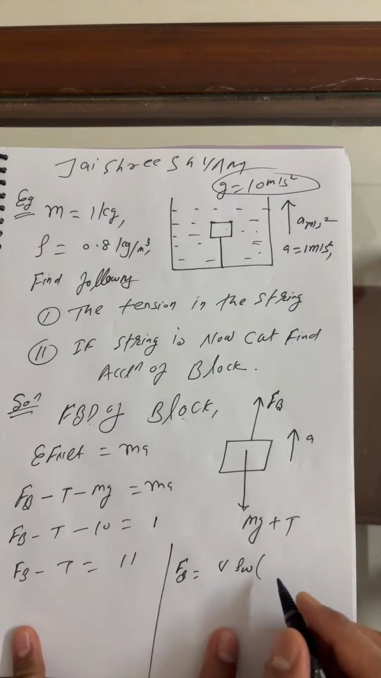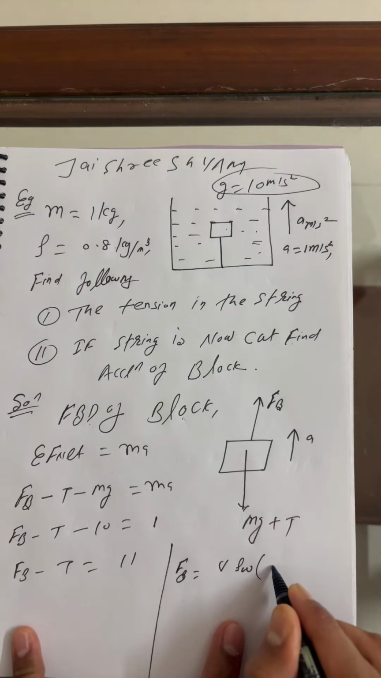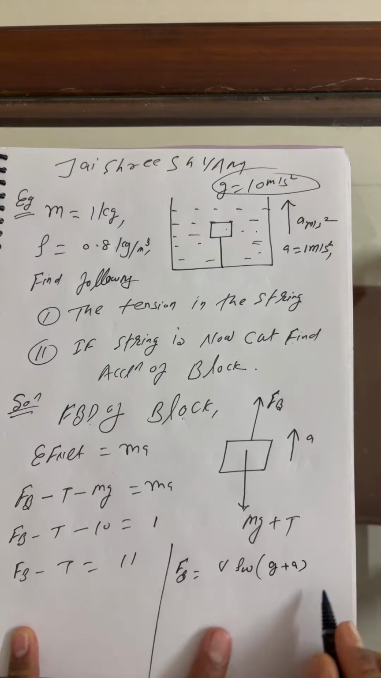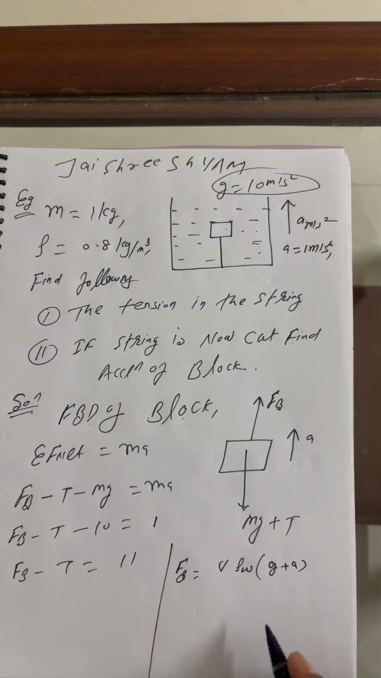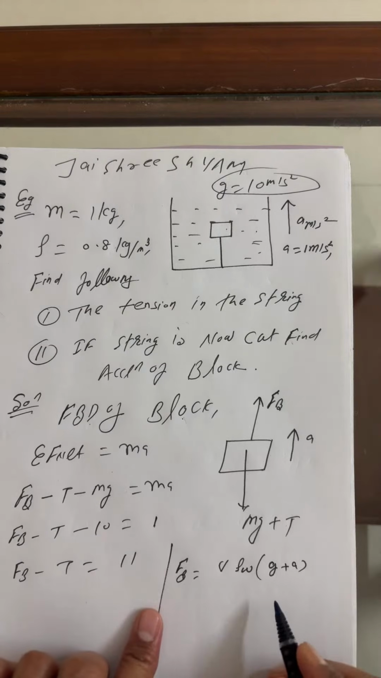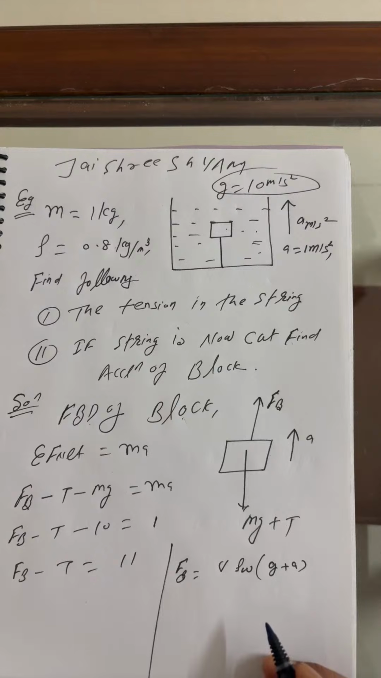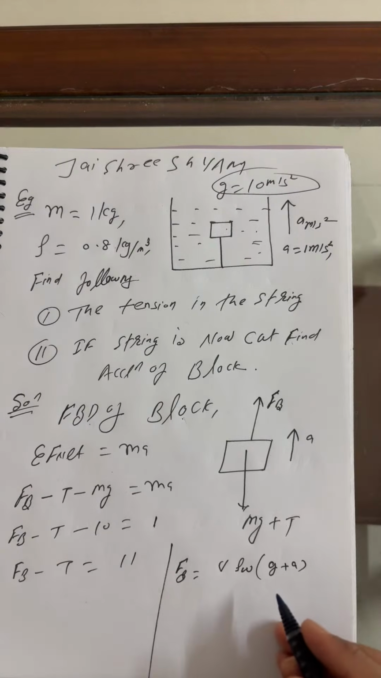Okay, this is, I can say, m into g effective. If motion is upward, g effective is g plus a. Right? You can write it directly here. This is the mass. What is the volume? Tell me everyone, what is the volume? This is 1 upon 800.